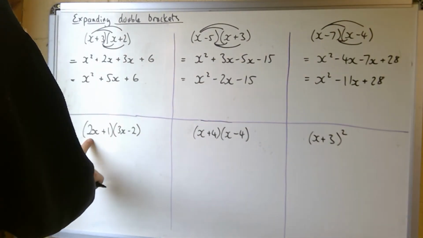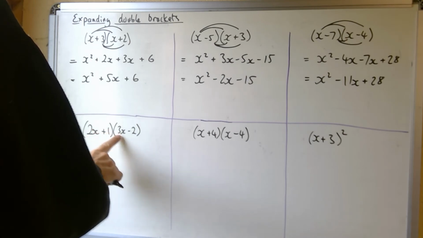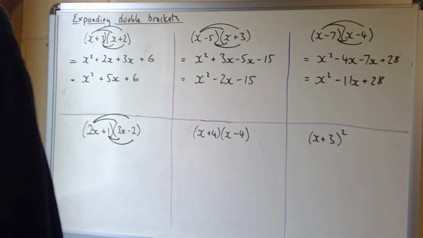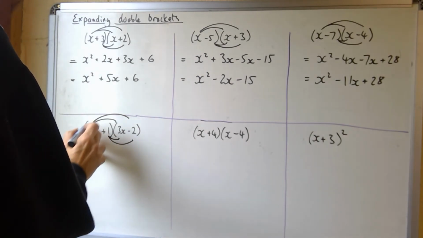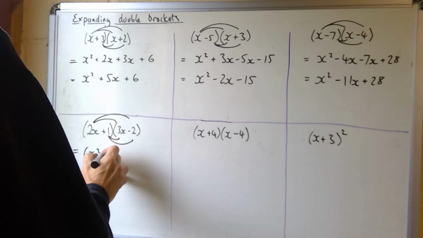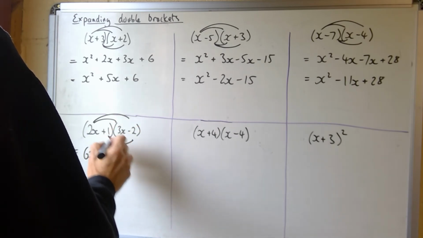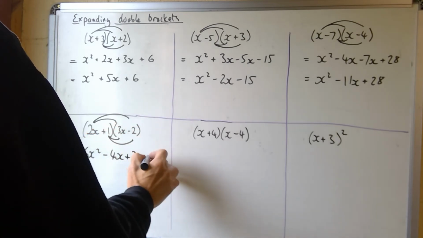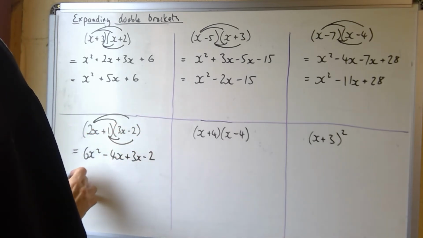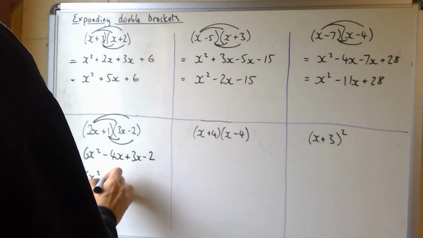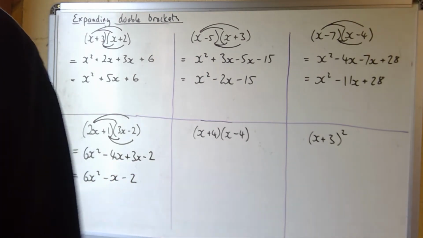This one's slightly different because it's not just x anymore. I've got 2x and 3x, but the technique and the process doesn't change. So I've got 2x times 3x is 6x squared. 2x times negative 2 is negative 4x. 1 times 3x is 3x. Positive 1 times negative 2 is negative 2. Collect up the terms again: 6x squared minus x minus 2.